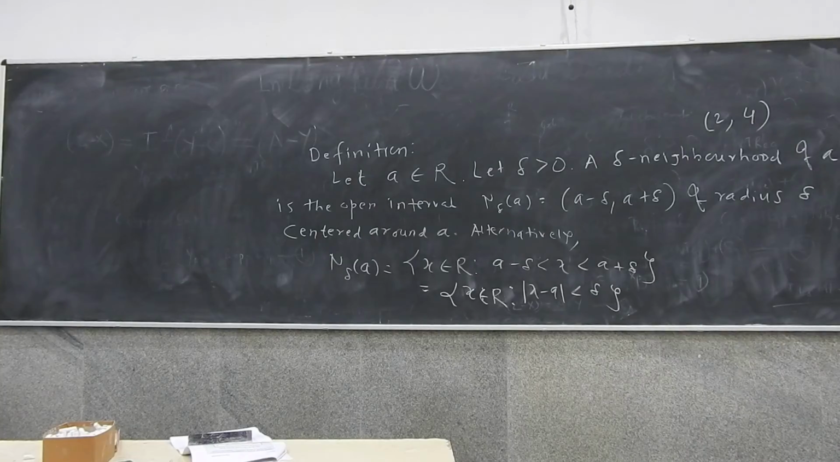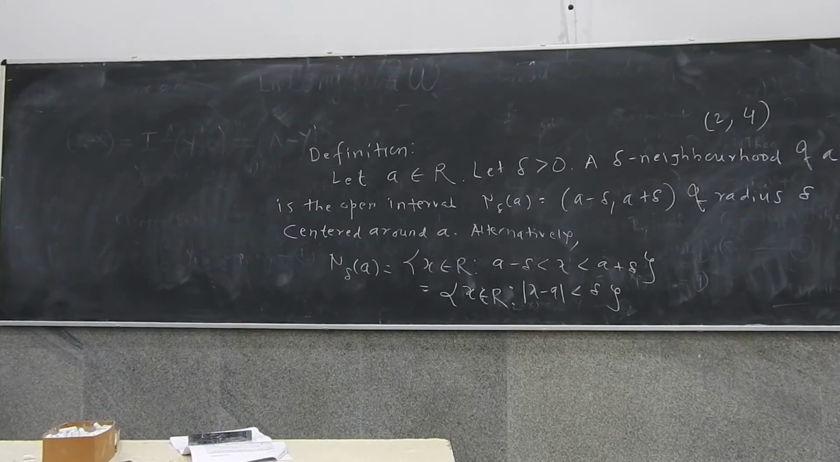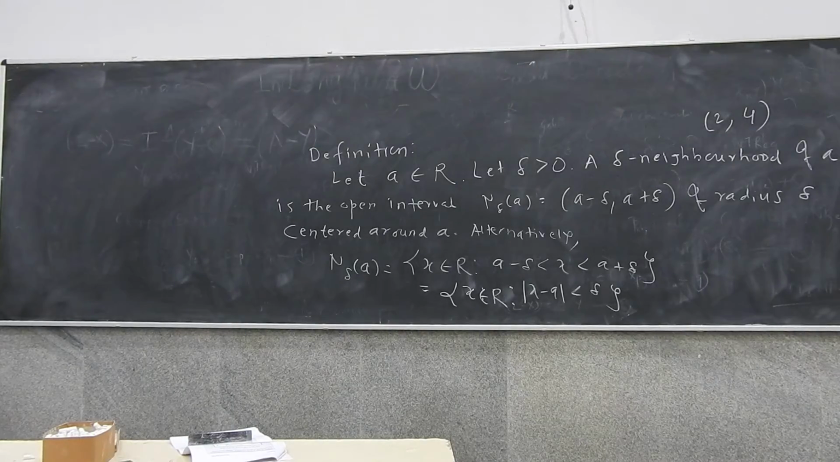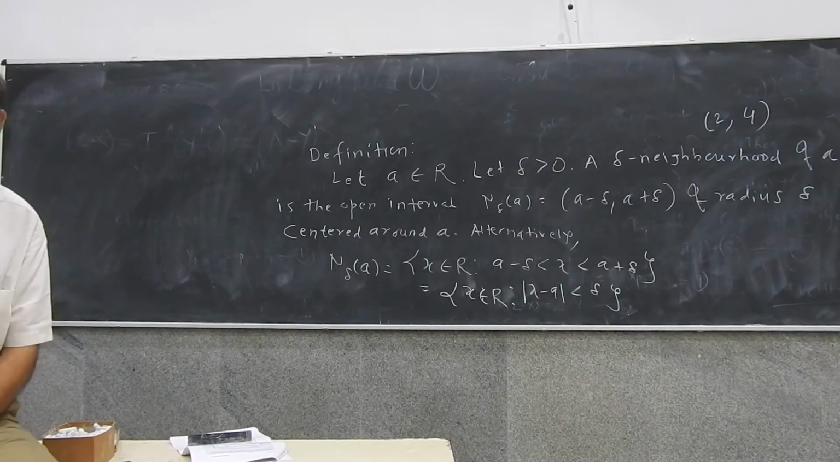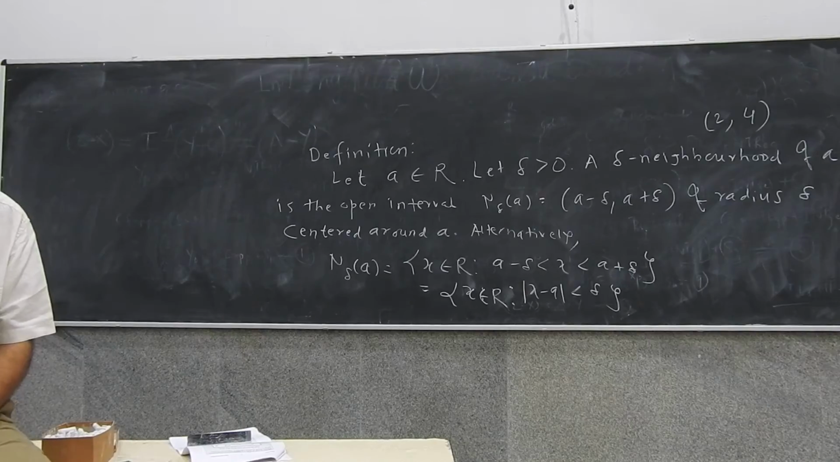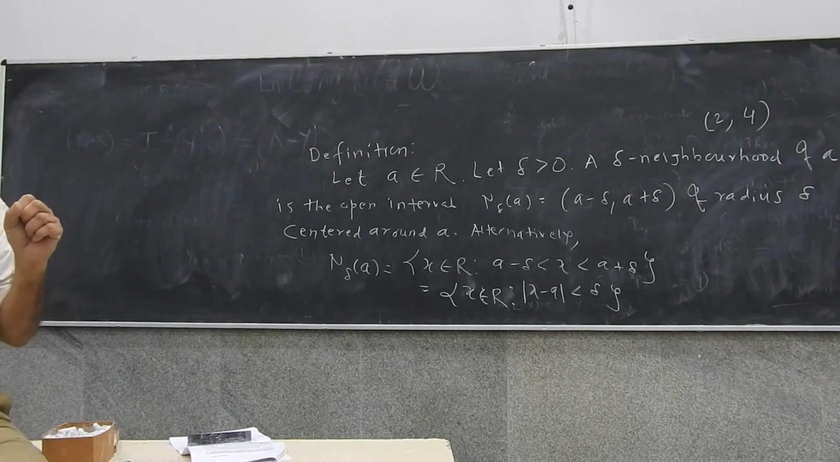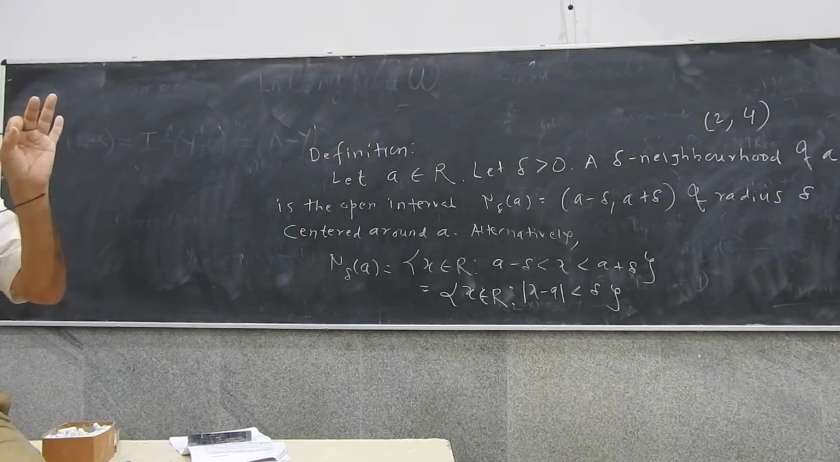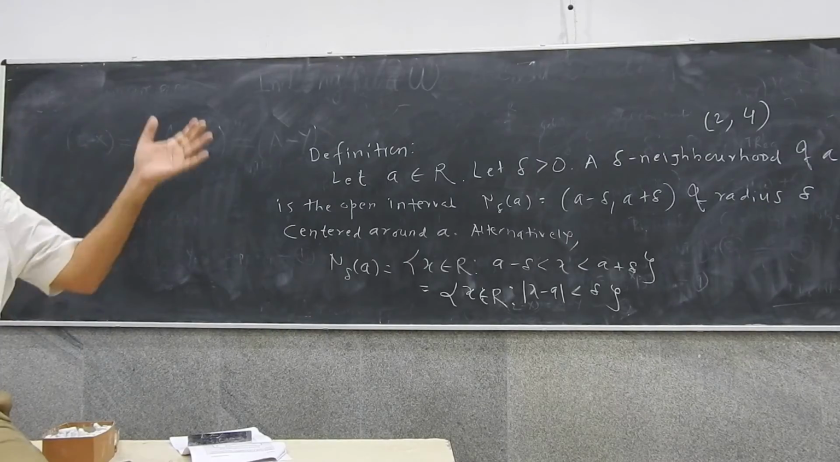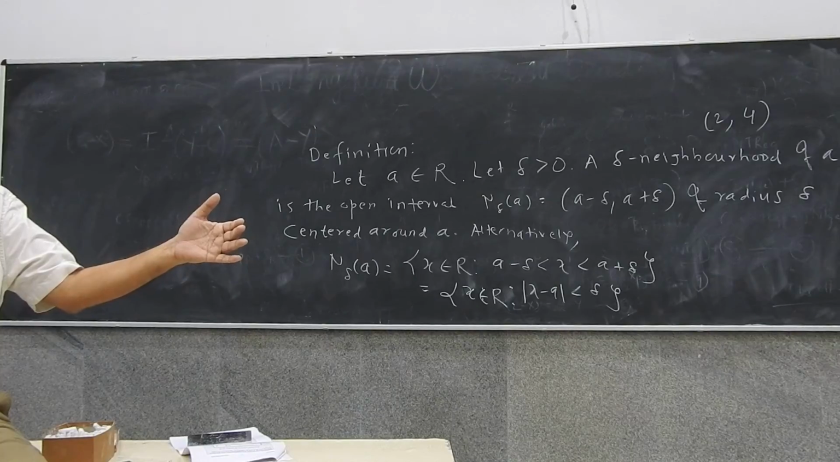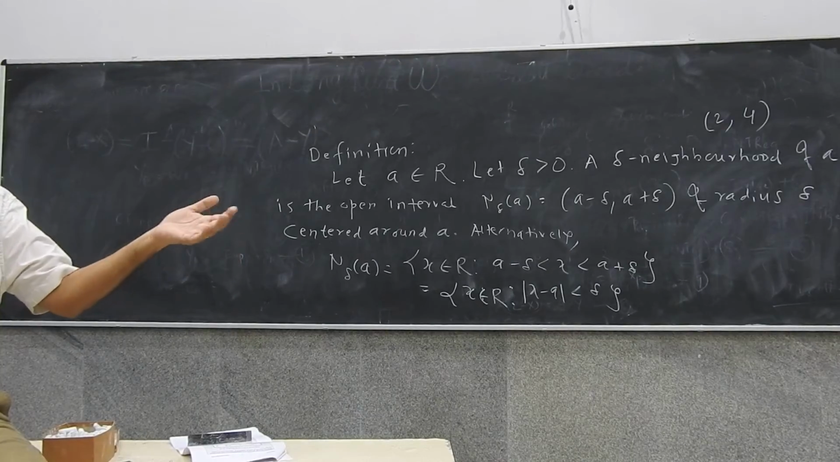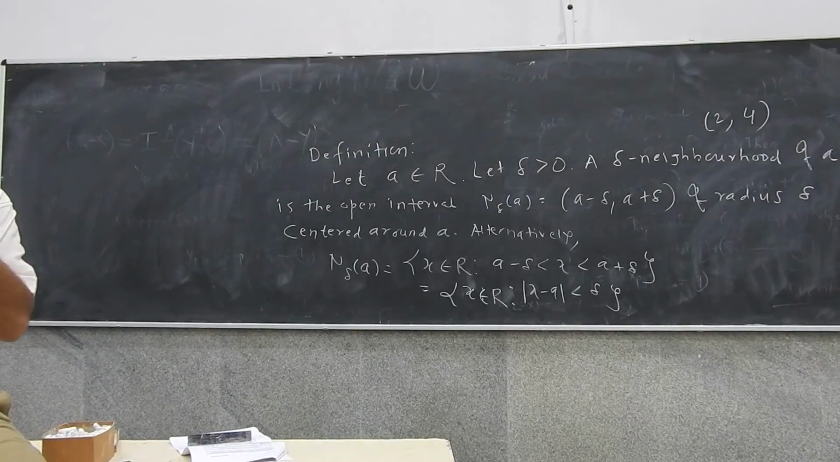Why is it an open interval? An open interval is nothing but an open set on the real number line. Why would this be an open set? Because it does not include boundaries, or because every point of this set is an interior point. Any point that you see, you can always find some delta neighborhood around that point which is contained entirely within the interval. Therefore you call it an open interval, right? So an open interval is nothing but an open set in R.